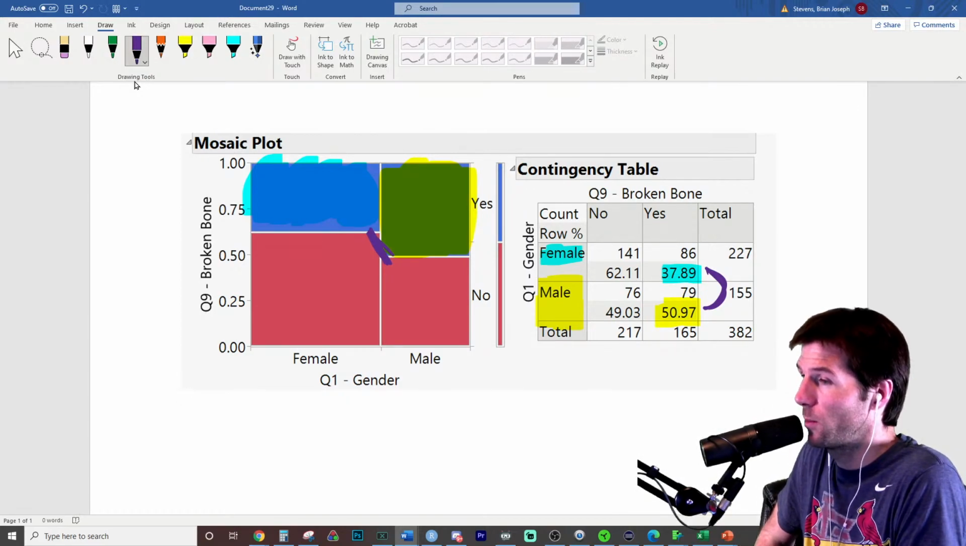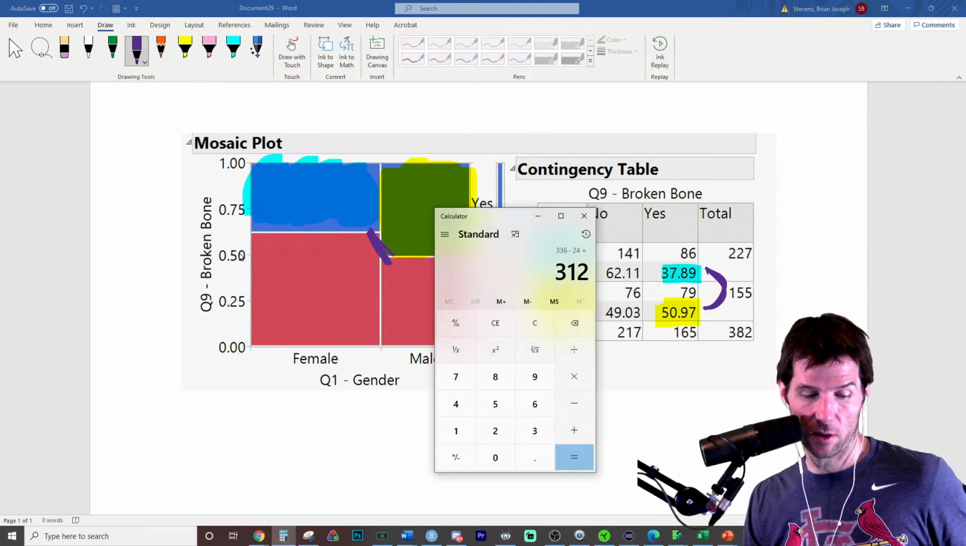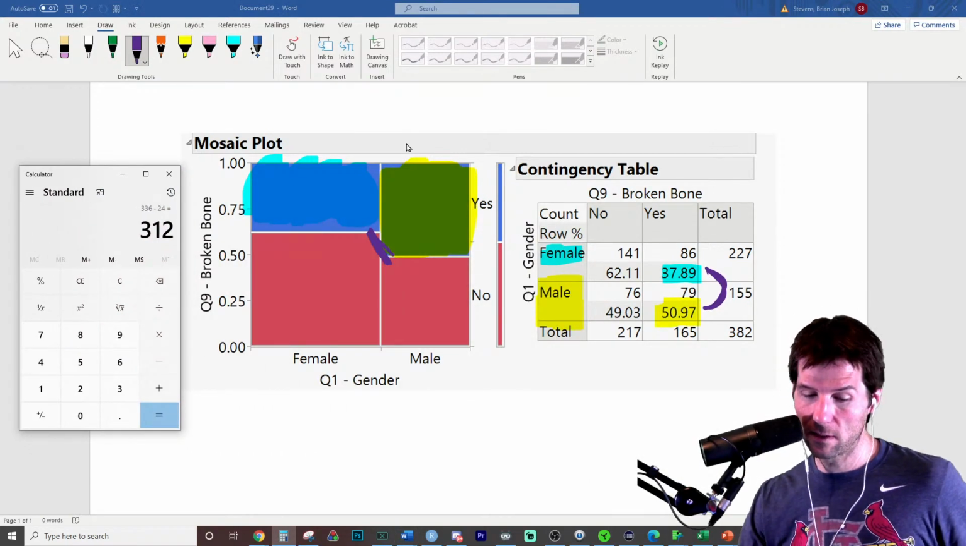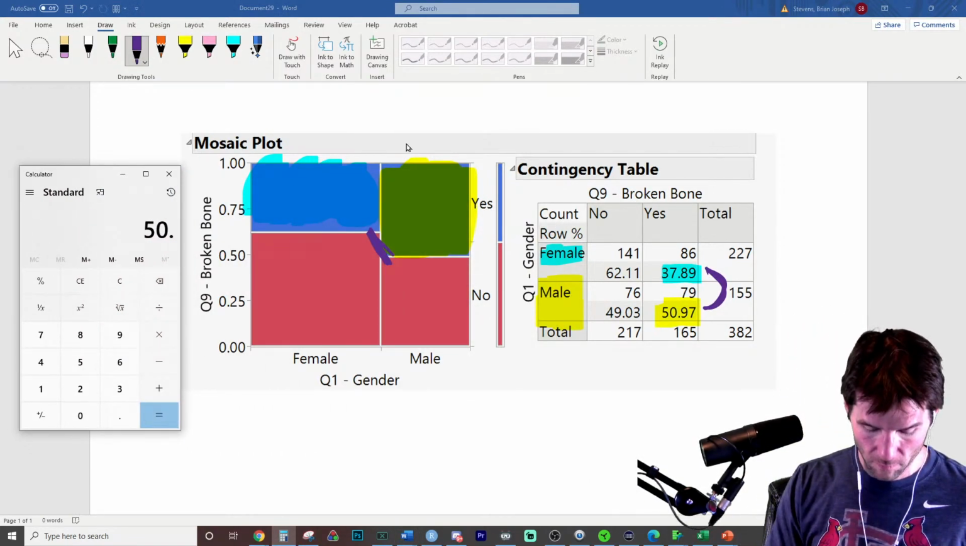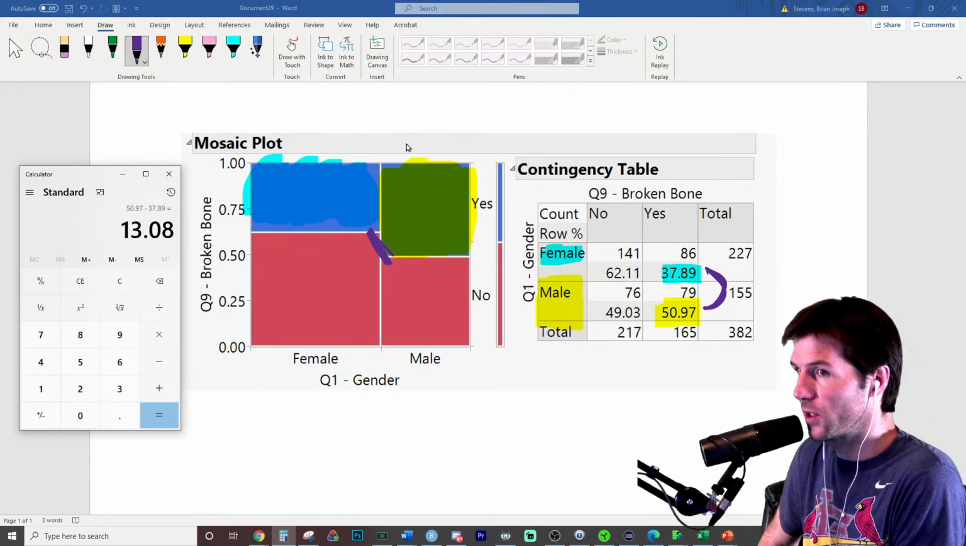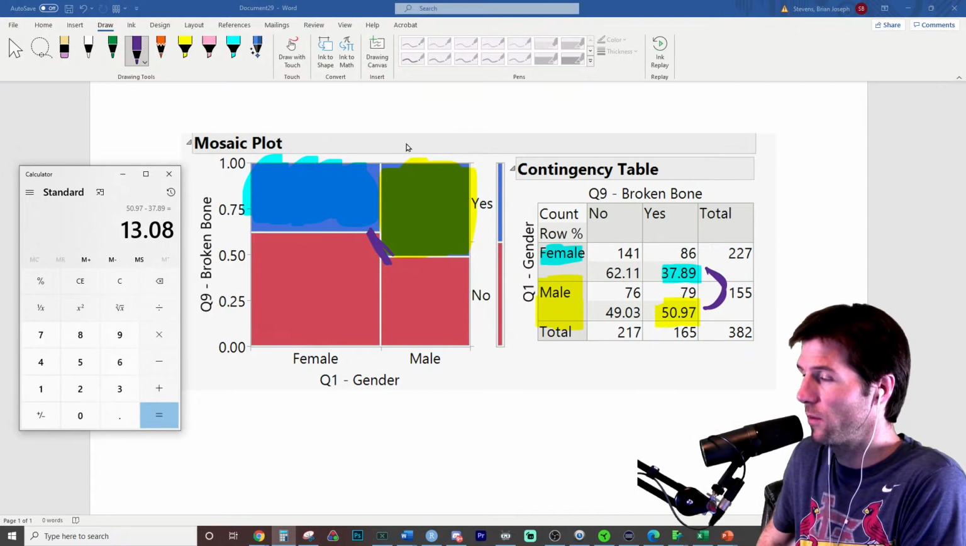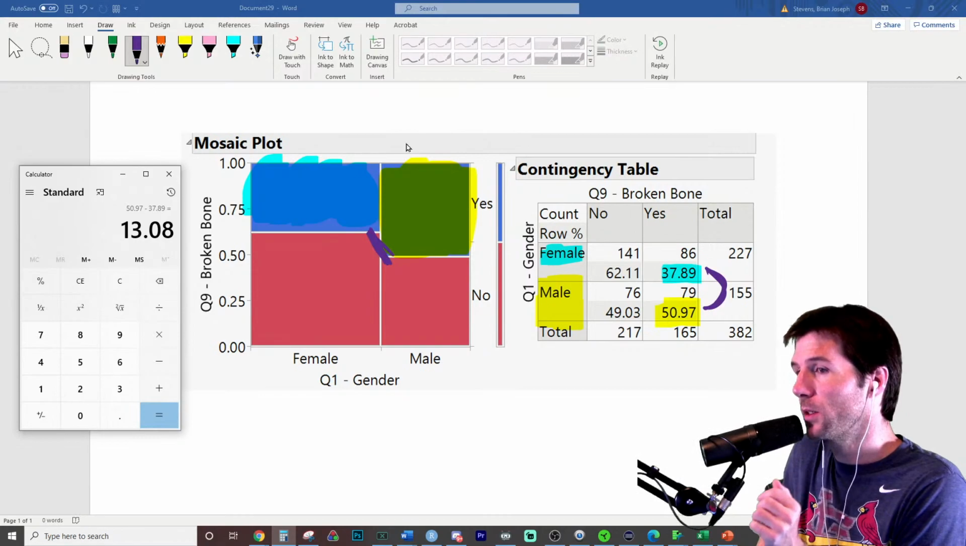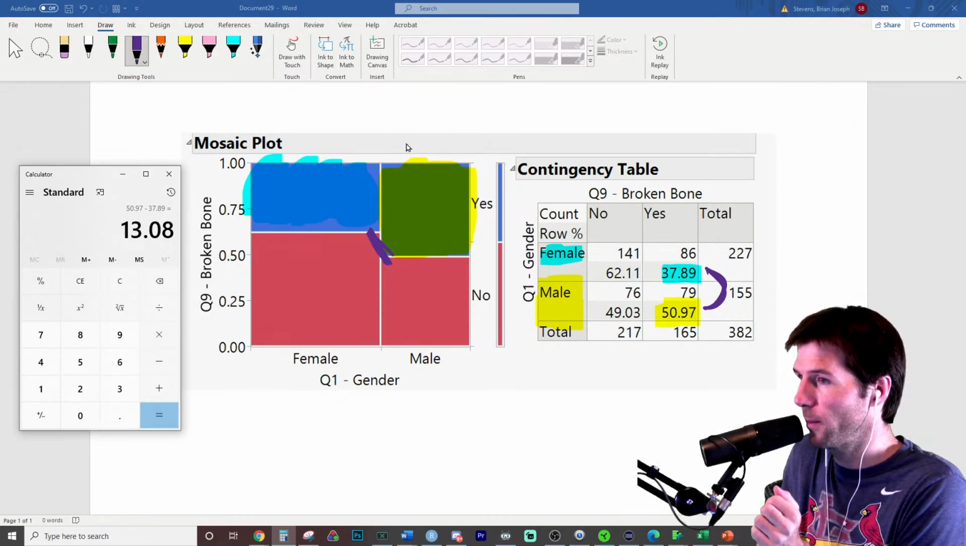Males look to be what to break a bone. And you could find this. You could put this in your report right here. You could go, this is a difference of about 13%, and males are more likely to break bones than females. So you could say the difference of about 13.08% suggests that males seem to be more likely than females to break bones.